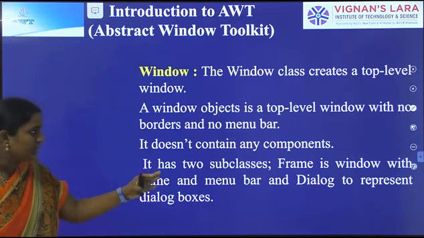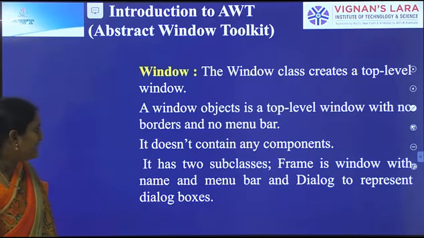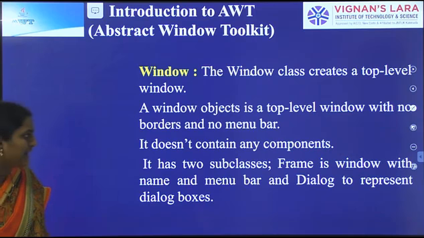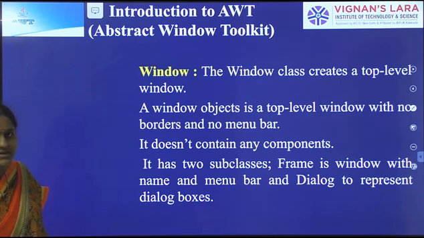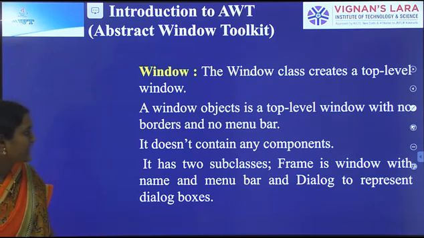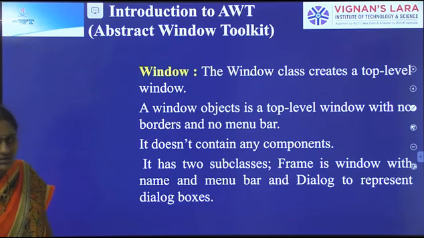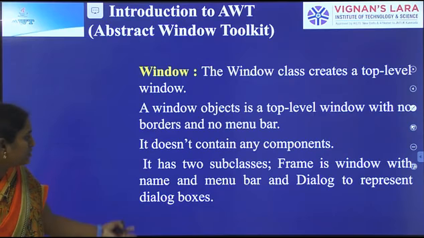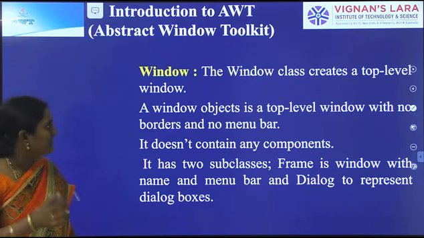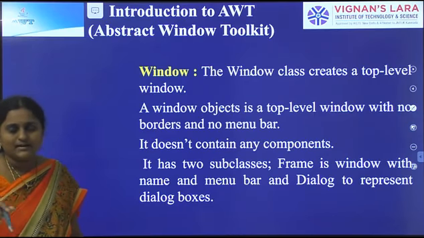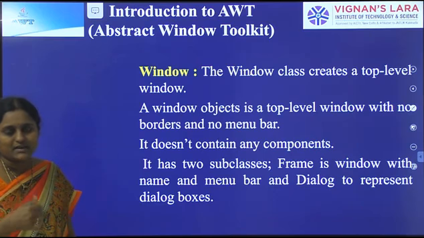It has two subclasses. Frame is a window with name and menu bar, and dialog represents the dialog boxes. So the window class has two subclasses, frame and dialog. Frame is a window with name, menu bar, title bar and so on. Dialog represents dialog boxes.